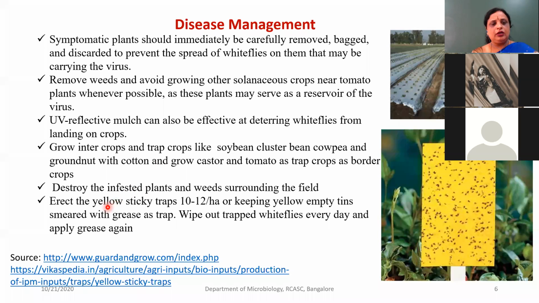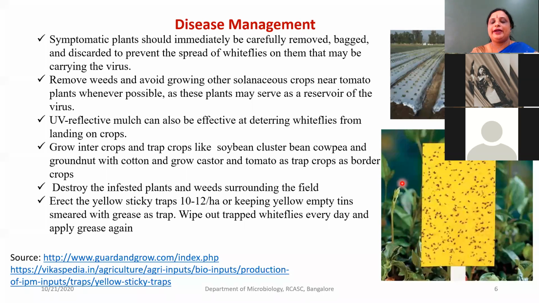And also use yellow sticky traps. This is one of the images of a yellow sticky trap. Because of the yellow color, the insects tend to move towards this kind of trap. If you smear some grease on the trap, the insects will come and land on it, and because of the grease we have smeared on this yellow sticky trap, they get attached and just die there. So we can have such yellow sticky traps, at least 10 to 12 in one hectare. For one hectare, at least 10 to 12 yellow sticky traps.